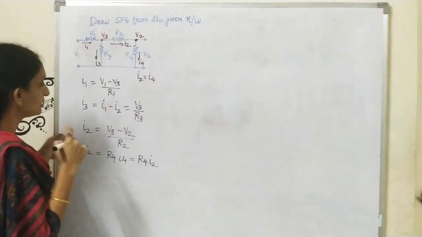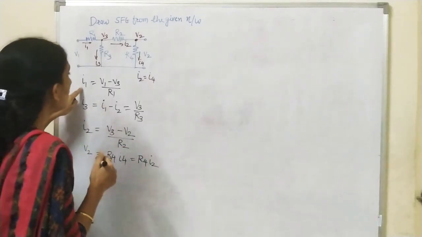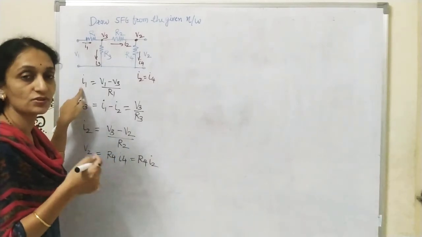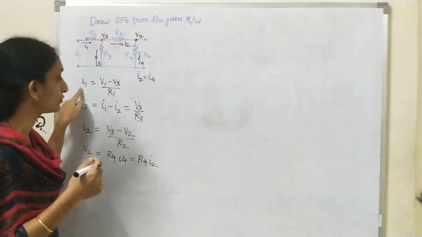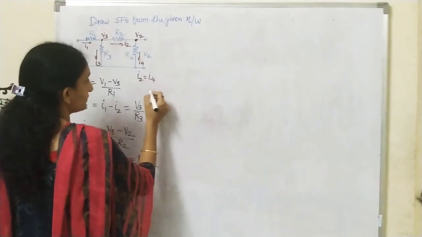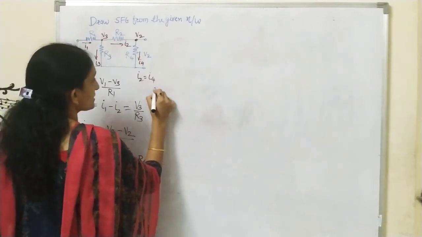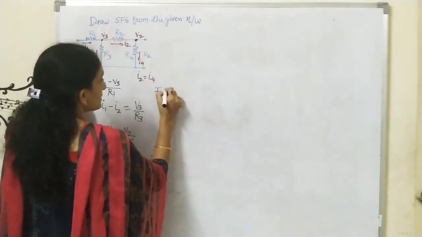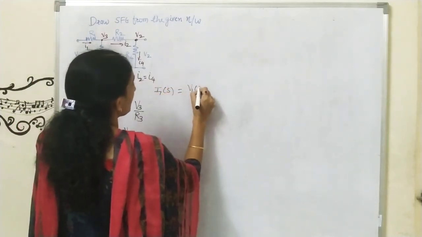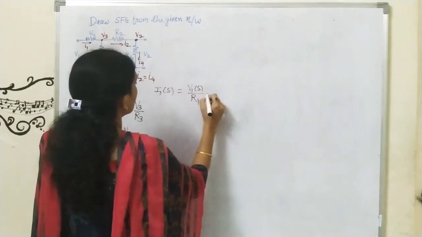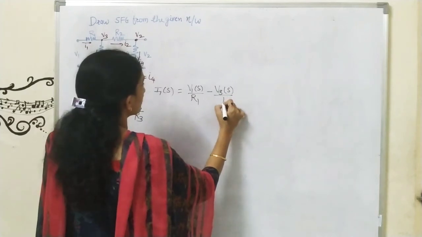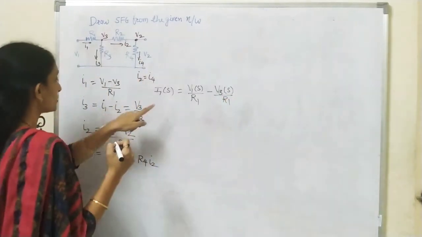Then you have to take the Laplace transform of these equations to get the transfer function, because the transfer function is the Laplace transform of the output to the Laplace transform of the input. After taking Laplace, I can write I1 of S is equal to V1 of S upon R1 minus V3 of S upon R1. This will be equation number 1.